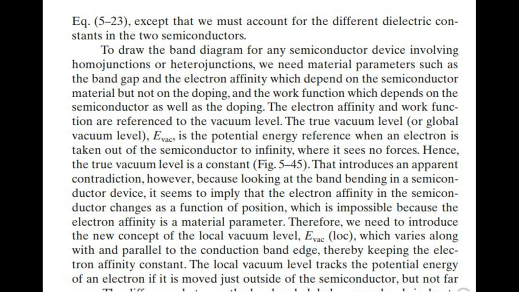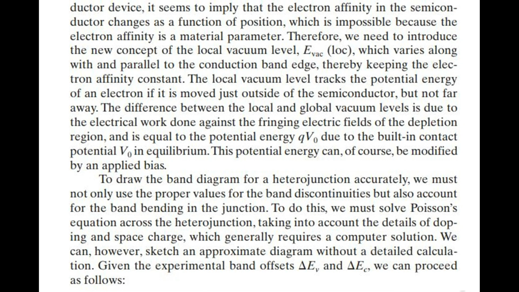Therefore, we need to introduce the new concept of the local vacuum level, E_VAC,LOC, which varies along with and parallel to the conduction band edge, thereby keeping the electron affinity constant. The local vacuum level tracks the potential energy of an electron if it is moved just outside of the semiconductor, but not far away. The difference between the local and global vacuum levels is due to the electrical work done against the fringing electric fields of the depletion region, and is equal to the potential energy qV0 due to the built-in contact potential V0 in equilibrium.